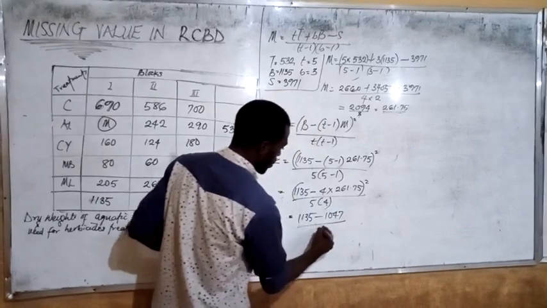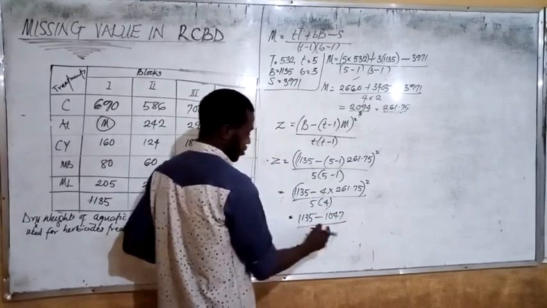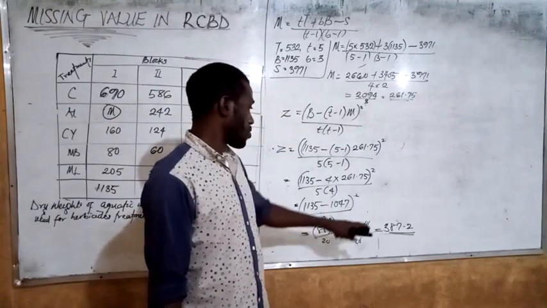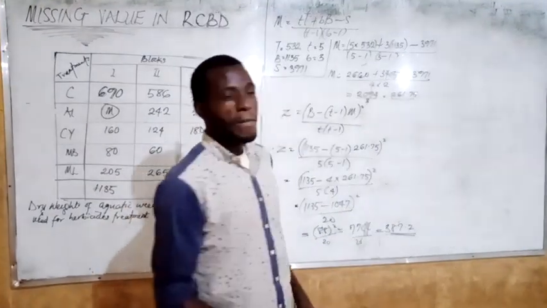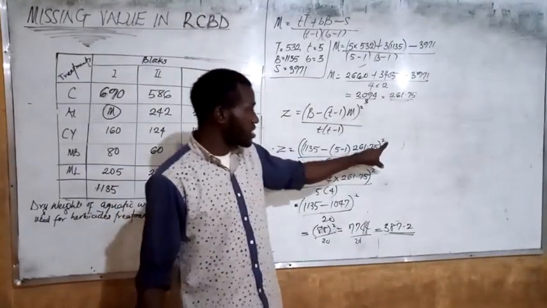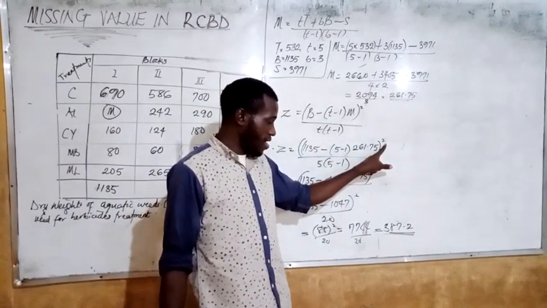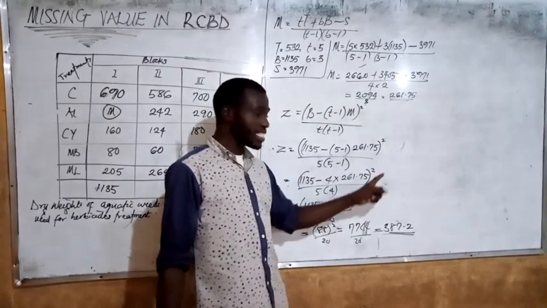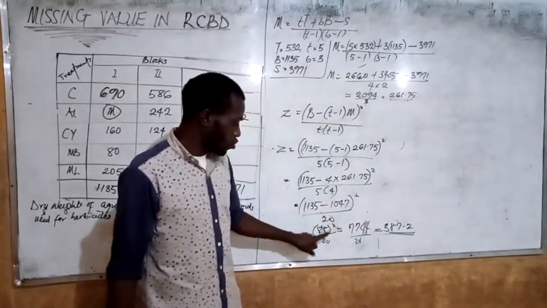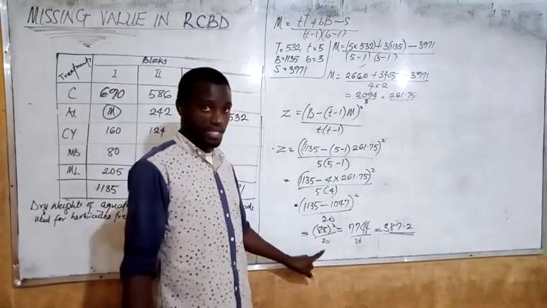1047 over 20, right? So when you subtract it, what do we have? We got 387.2. Alright, please make sure to take note of this square. It is very likely to be forgotten, so make sure to take note of it. Make sure you square your answer here before dividing.